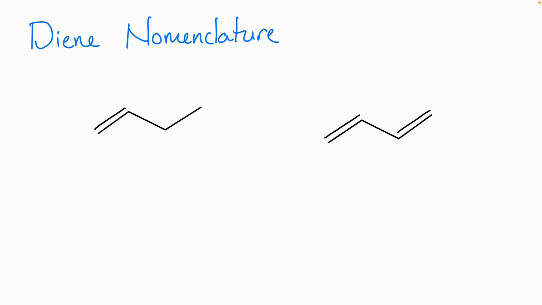All right, so this first one, my parent chain is 4 carbons long. That double bond is between carbons 1 and 2. So this would be 1-butene.